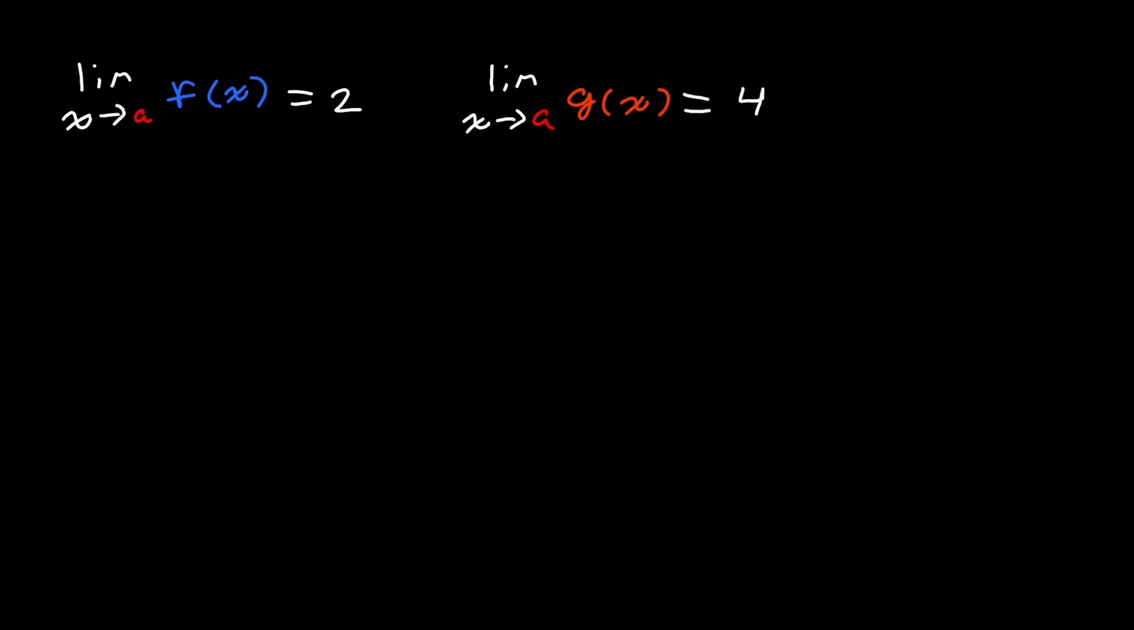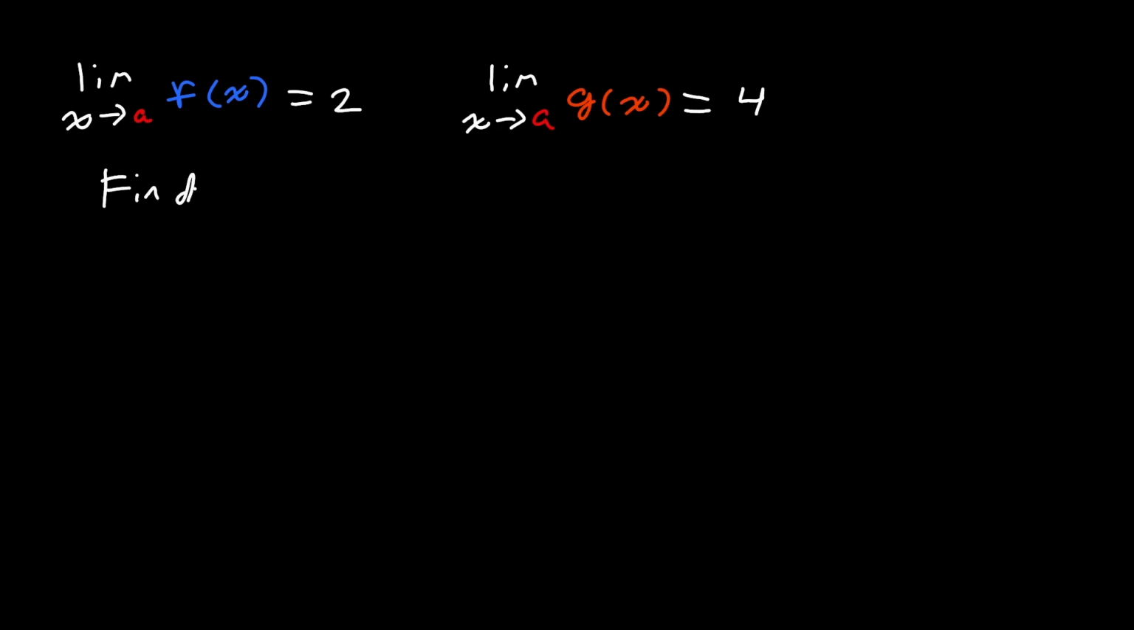In the last video, we talked about what limits are and how to evaluate some of them algebraically. But before we move on to any complex limits, we should go over some properties of limits. Let's say we have the limit as x approaches a of some function f of x, and it's equal to 2. And let's also say we have the limit as x approaches a of some function g of x, and it's equal to 4.